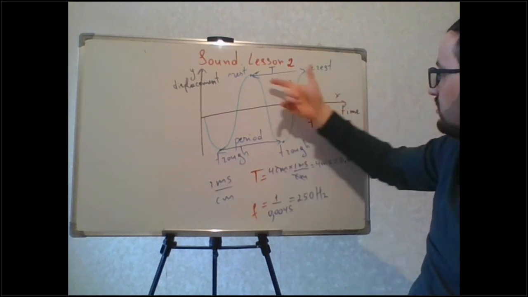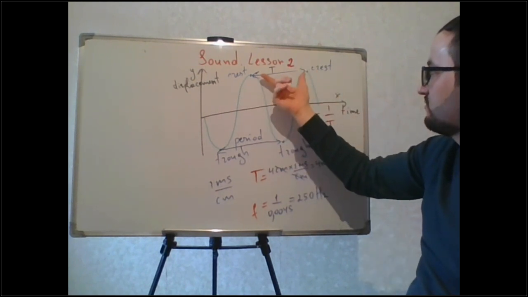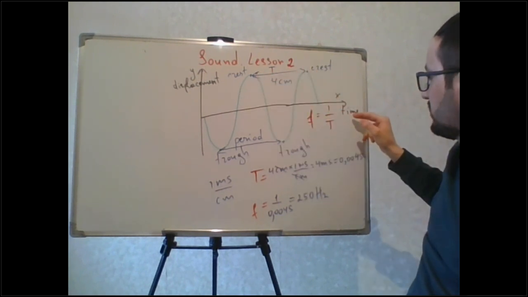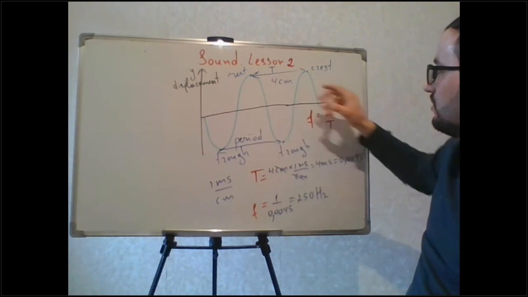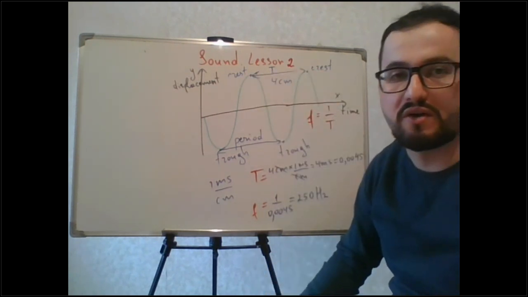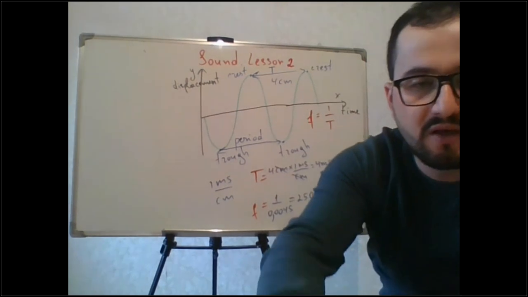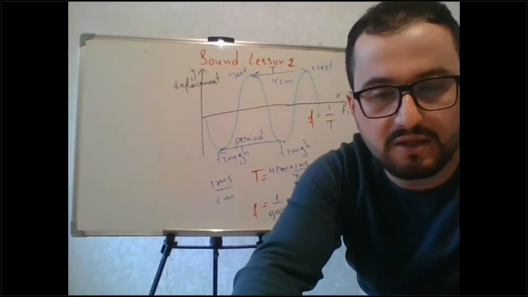So when here is time, this time difference will give the period. But when here is distance, this part will give the wavelength. Okay, let's continue.